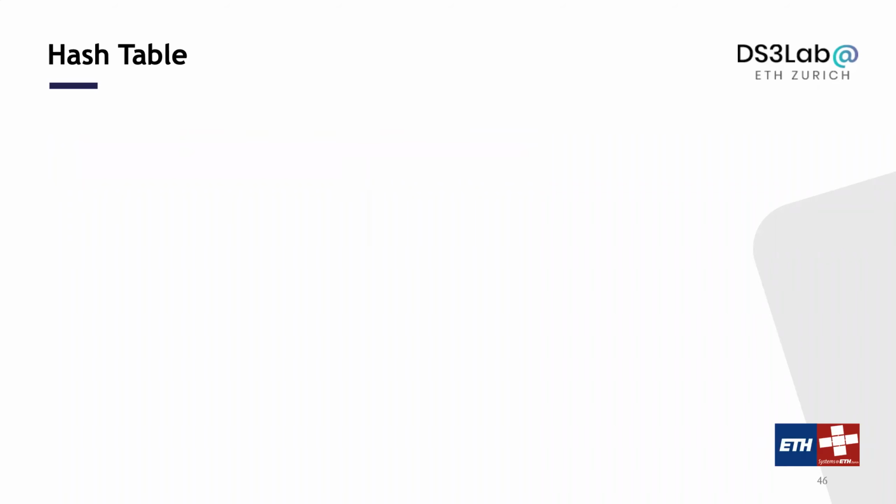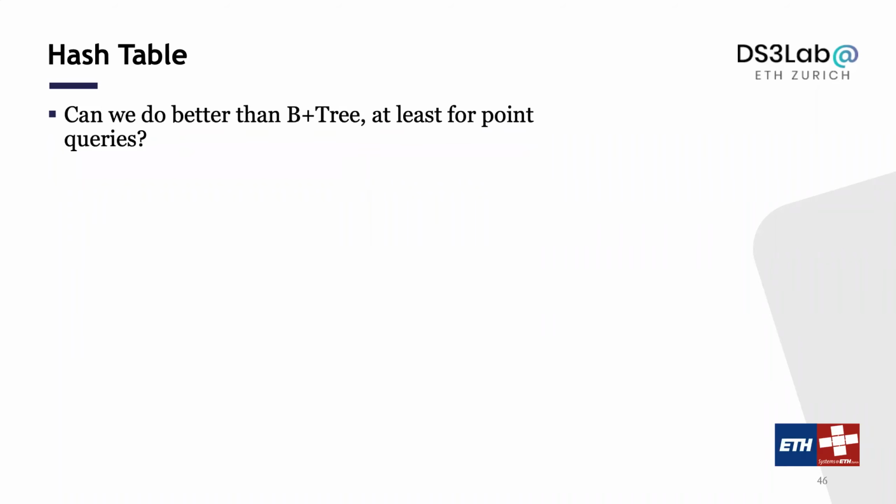So on Friday, we are going to talk about something that can do slightly better than a B tree on some workloads, not all the workloads. And that's called a hash table.